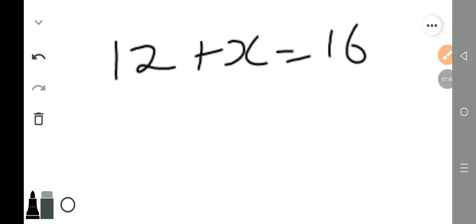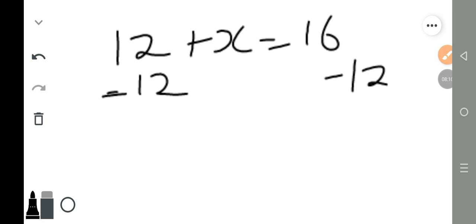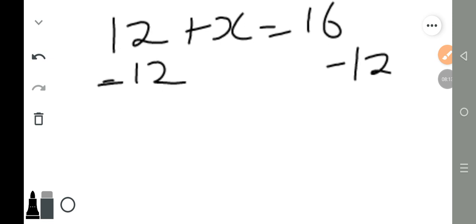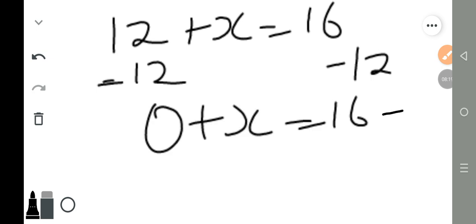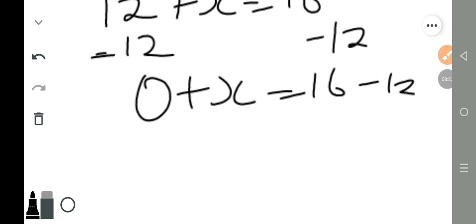Alright, so what we'll do in this equation is still the same as what we have been doing before. We need to isolate the unknown to be able to get it. So when you are moving 12 to the other side of the equation, you get minus, right? Yes, minus. So you are subtracting 12 from both sides of the equation. 12 minus 12 is 0. So you have 0 plus x equals 16 minus 12. 0 plus x is x. X equals 16 minus 12.